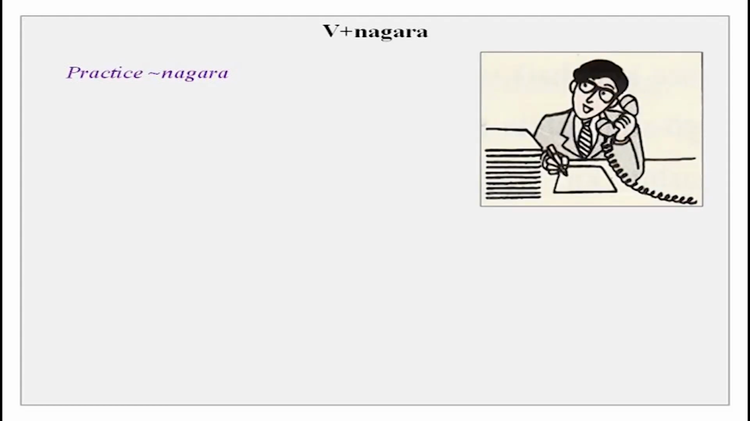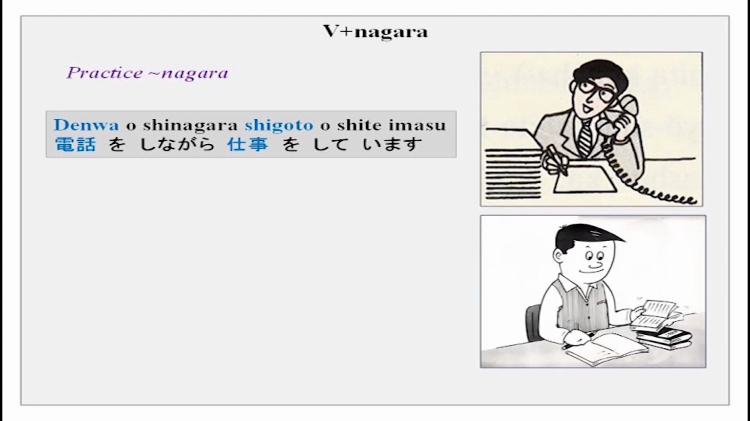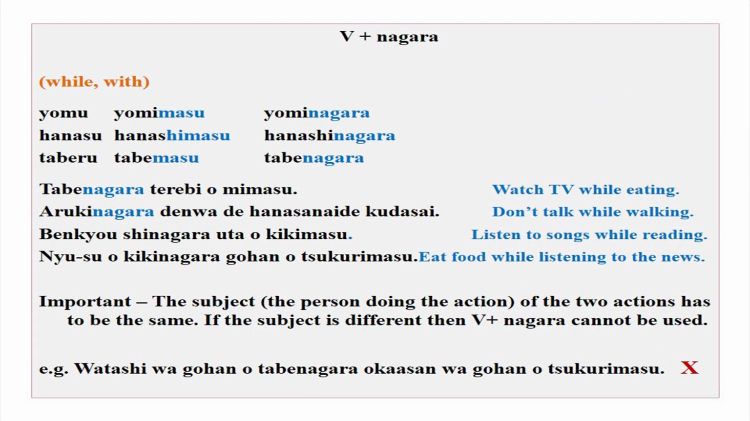For example, this gentleman is talking on the phone and writing something. So, well, denwa de hanashi nagara shigoto o shite imasu. Talking and writing. And of course, you can see Rao-san over here, he is listening to music on the radio, and benkyou shinagara radio o kiite imasu is listening to radio while studying. So, this is how you can practice nagara form and do a lot of conversation.